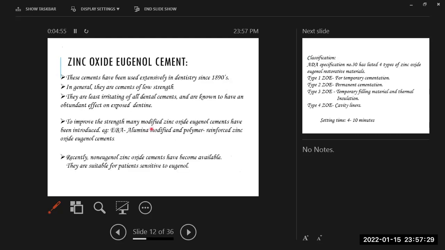Next is zinc oxide eugenol cement, used extensively in dentistry from the 1890s. These are of low strength, but however, these are the least irritating of all the dental cements and are known to have an obtundent effect on the dentin. And nowadays we have so many modifications to this zinc oxide eugenol, like alumina modified and polymer reinforced zinc oxide eugenol cements. We also have non-eugenol zinc oxide cements which have become available in recent days, especially for those who are very sensitive to eugenol.